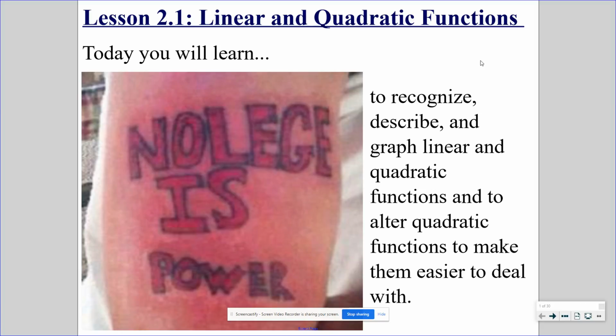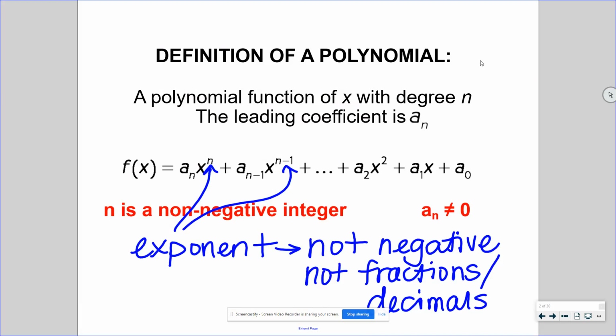Hey guys, today we're going to go through some definitions and learn some characteristics of linear and quadratic functions. So let's start with the definition of a polynomial.